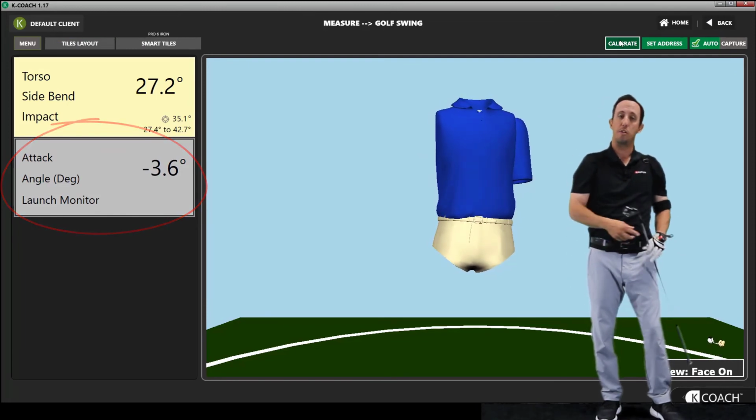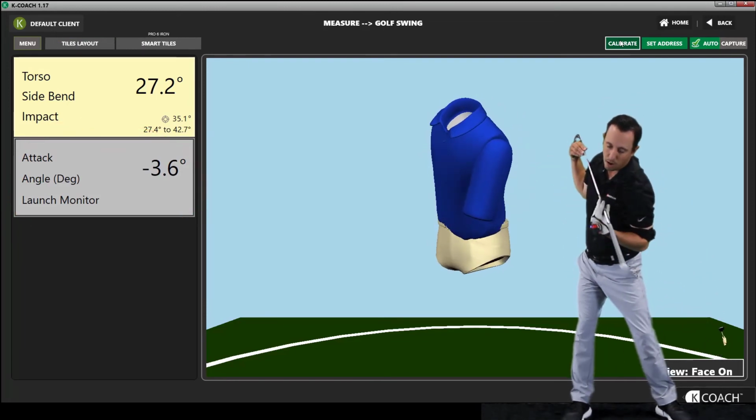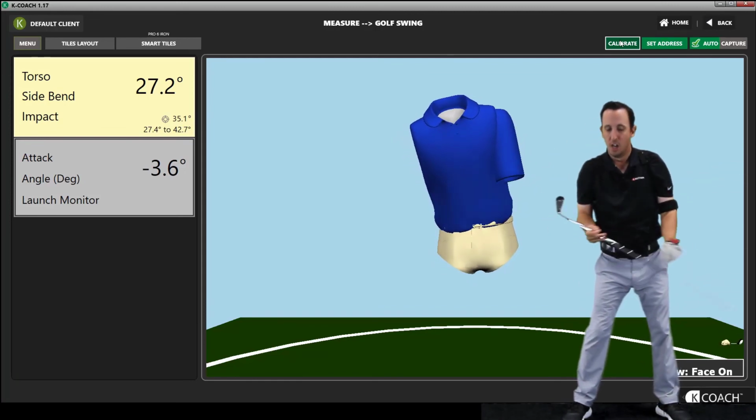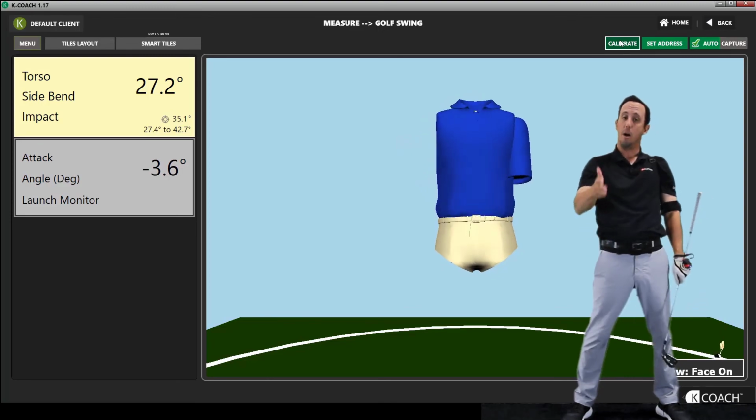So when you're working with your players, start to talk about upper body side bend and how you're going to change directions with that upper body side bend to control the attack angle coming into the golf ball.